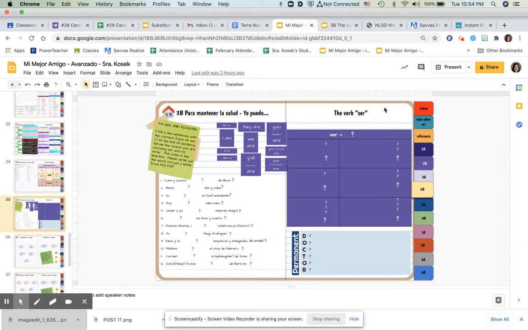Okay, so first we're going to talk about what the verb ser means. Again, we learned this last year. You should know that the verb ser literally means to be. The verb ser is just like the verb estar. They both mean to be. So we're going to fill this in English first, and then we'll go ahead and fill it in Spanish.